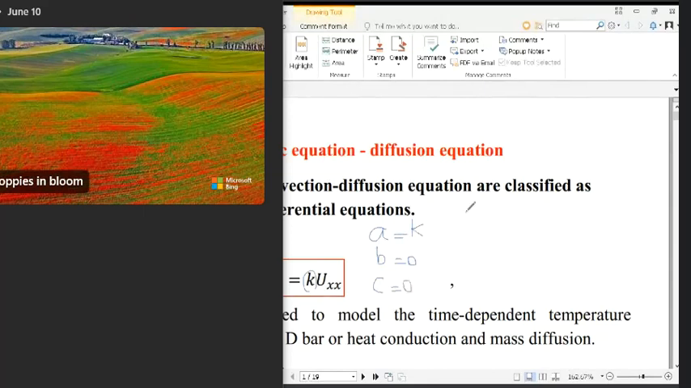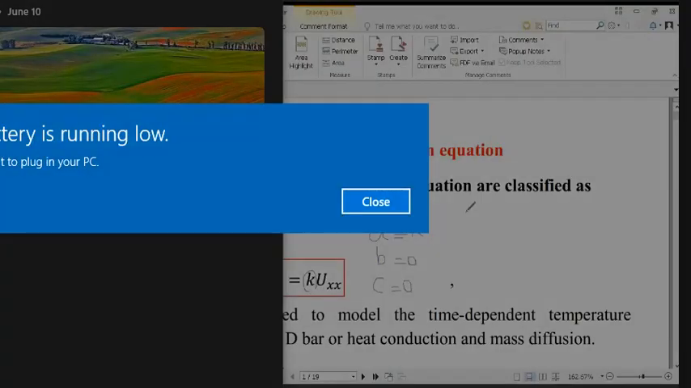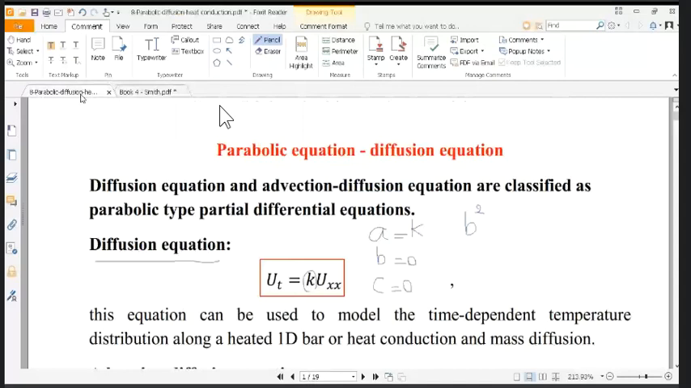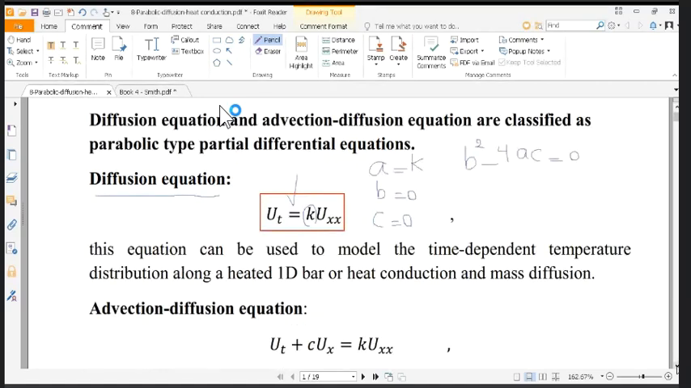Okay? And when we compute B² minus 4AC, the result is, since B is 0 and C is 0, 0. And then this equation is parabolic because B² minus 4AC is 0. Thus, the diffusion equation is classified as a parabolic type PDE.